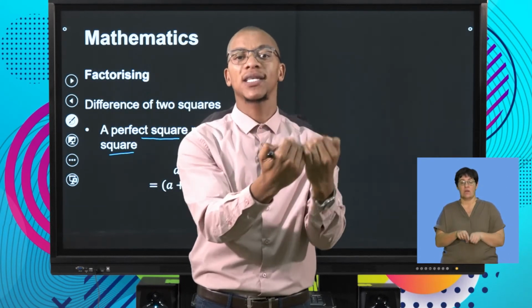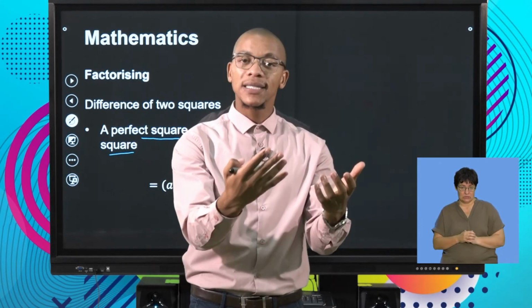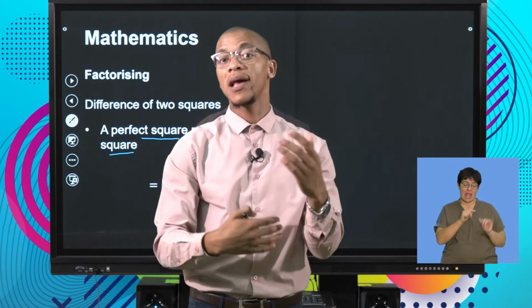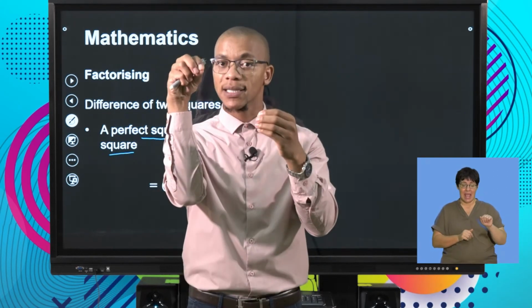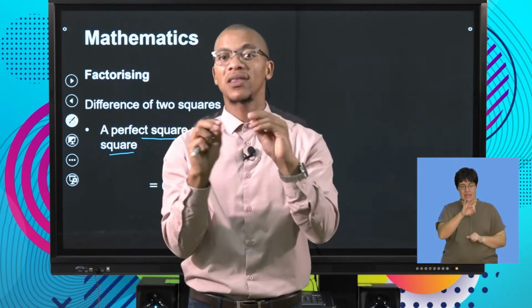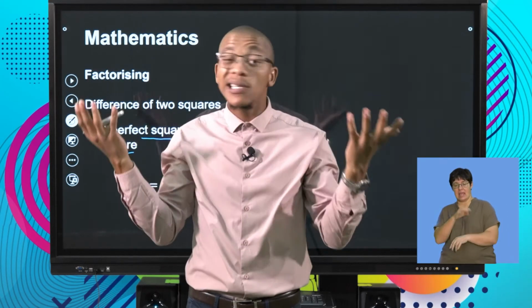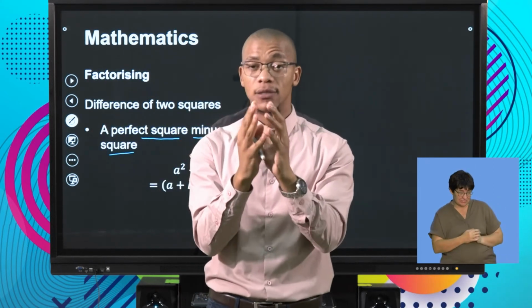So 4 is a perfect square because I can multiply 2 and 2. 16 is a perfect square because I can multiply 4 and 4. Same thing with a to the exponent of 6. I can multiply a to the exponent of 3 with a to the exponent of 3. So it is also a perfect square. So I hope that kind of makes sense to you.